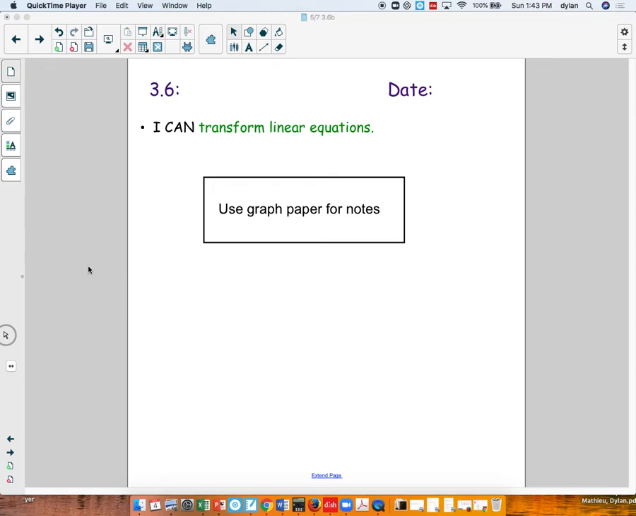We're going to look more today at transforming linear equations. You're going to want to use graph paper for your notes today. You're also going to want to have your function transformation handout handy as well to help you with this. So take a moment to set up your note sheet and pause the video and then resume when you're ready.